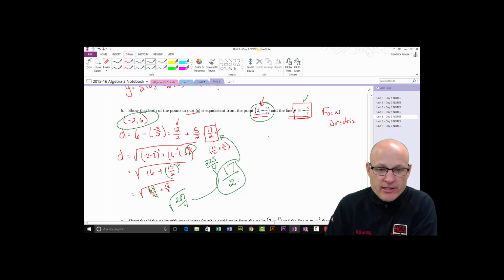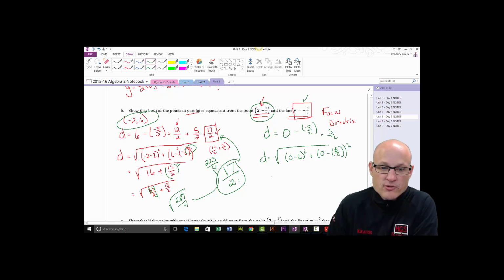So now we're going to do the 0, 0. This one will be a little bit easier. So the simple one is distance is equal to 0 minus -5 over 2, which is just 5 over 2. And now we're going to use the distance formula. The distance formula is equal to 0 minus 2 squared plus 0 minus -3 over 2 squared. So this is equal to 4 plus, well, this just becomes 3 halves. 3 halves squared is 9 fourths. So this is equal to 16 over 4 plus 9 over 4. This turns out to be the square root of 25 over 4, which is equal to 5 halves.